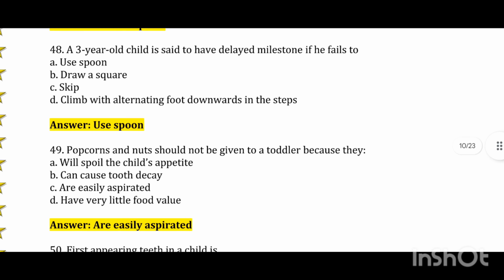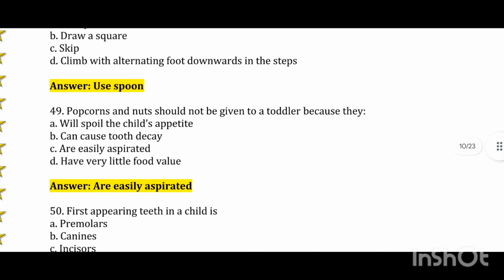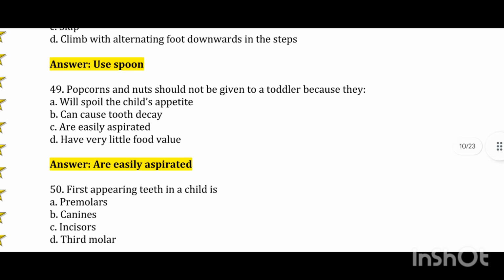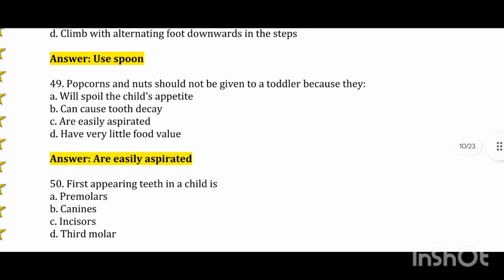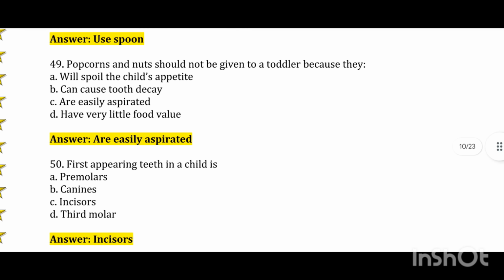Then coming to the last question, question number 50. Last question and a very easy question. The first appearing teeth in a child is, I think you don't need any options. The correct answer is option C, incisors. The first appearing teeth in a child are incisors.